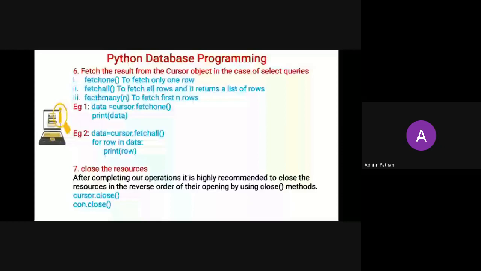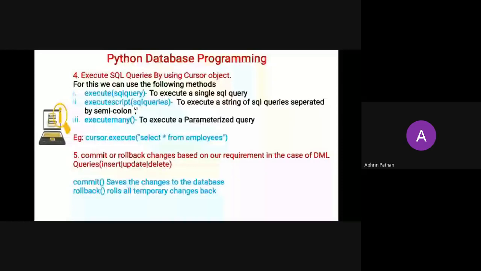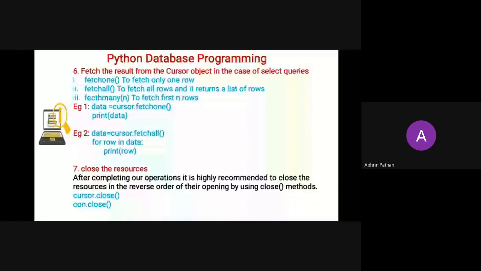You can see data equals cursor dot fetch one. In the previous case we called the method cursor dot execute select star from employees. So the cursor object is holding the result of select star from employees. That result we can fetch with the help of any method: fetch one, fetch all, or fetch many.